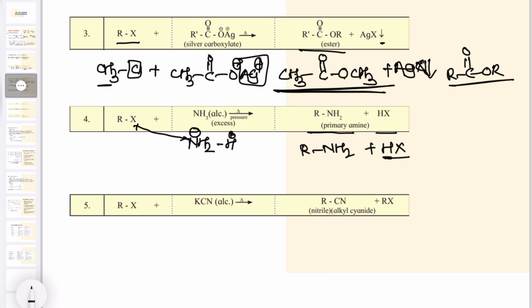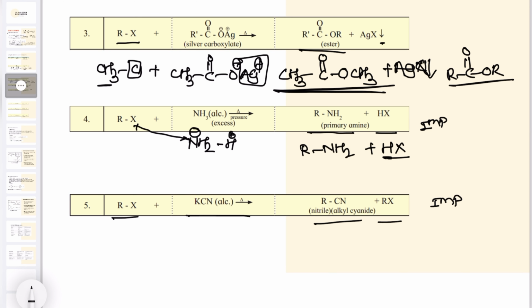Then the next reaction: when alkyl halide is treated with alcoholic potassium cyanide in the presence of heat, a nitrile, that is an alkyl cyanide compound, is formed along with KX. This is also an important reaction asked in examinations.